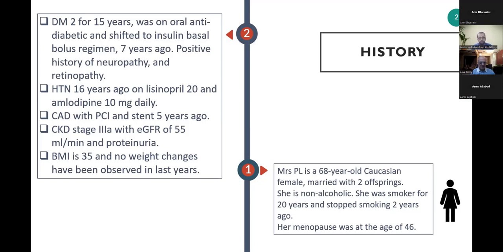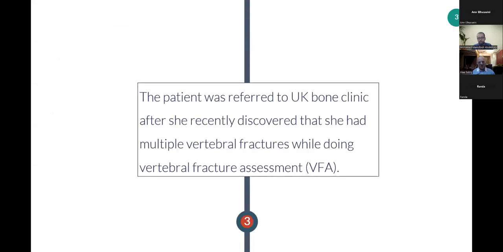The patient has been hypertensive for 16 years, on lisinopril and amlodipine. She has coronary artery disease with PCI and stent 5 years ago. And she is now CKD stage 3A with an eGFR of 55. Her BMI is 35, and no weight changes have been observed in recent years. The patient was referred to the UK Bone Clinic after it was recently discovered that she had multiple vertebral fractures while doing a screening vertebral fracture assessment.